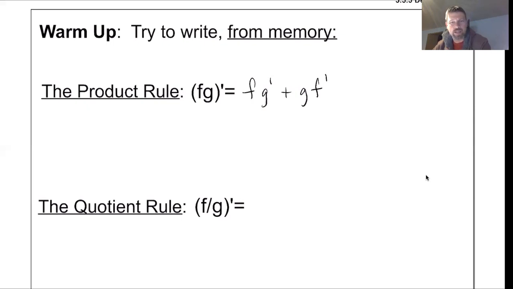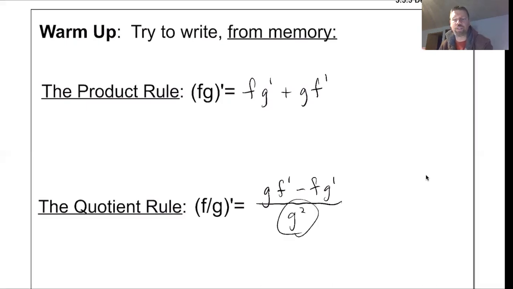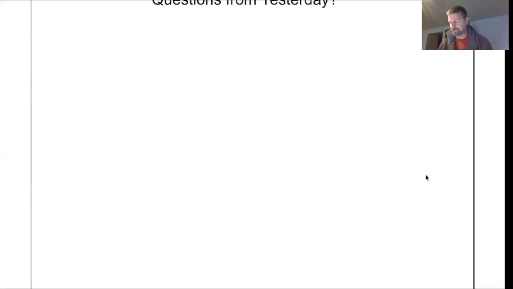Quotient rule. The mnemonic device for that was low d high minus high d low all over low squared. So low d high would be g f prime minus high d low would be f g prime all over low squared. Don't forget that bottom part. A lot of times people forget to put it all over low squared. So it's going to be g times f prime minus f times g prime all over g squared. Know those rules.